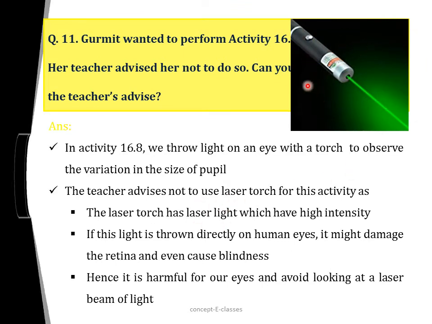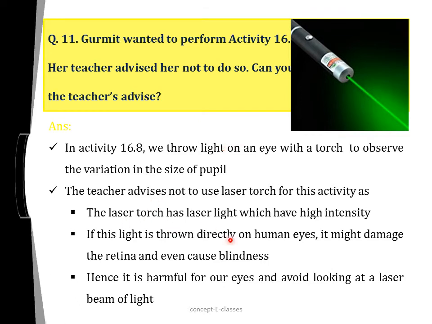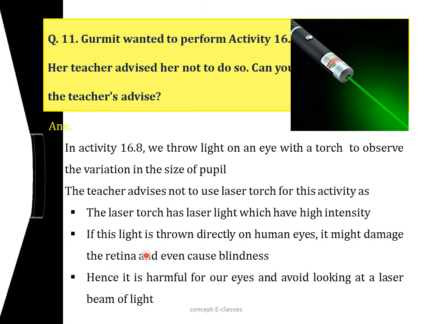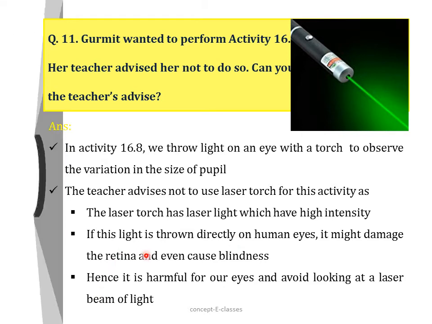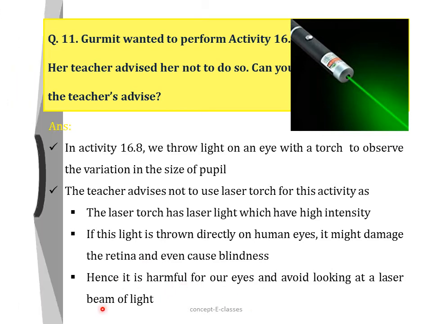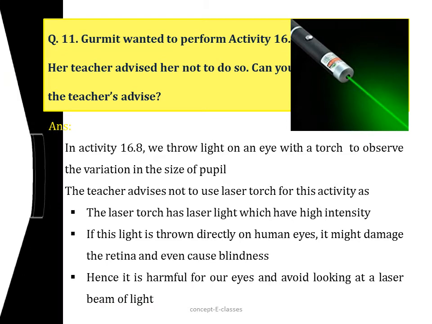So this is a laser torch. And if this light falls directly on human eyes, it might damage the retina and it might even cause blindness. Hence, it is harmful for our eyes and we should avoid looking at a laser beam of light directly.